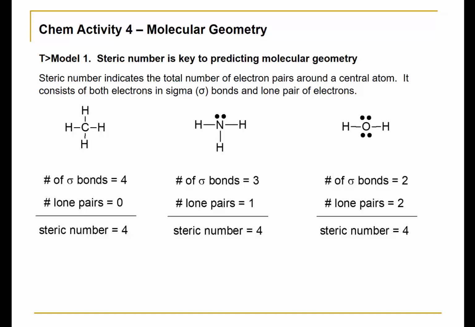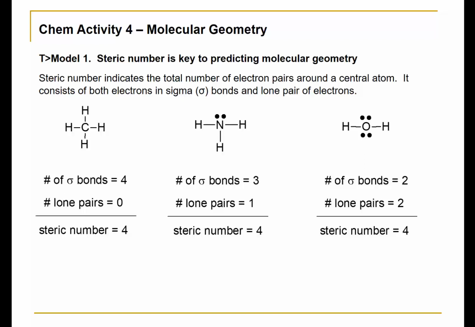But in this case, we will not only look at the number of sigma bonds, but we'll also consider the lone pairs. So by summing the number of sigma bonds and the lone pairs, we come up with what's called the steric number. So the carbon in methane has a steric number equal to 4, as it has 4 sigma bonds. But the nitrogen in ammonia also has a steric number of 4, because it has 3 sigma bonds and 1 lone pair of electrons. The oxygen in water has 2 sigma bonds and 2 lone pairs of electrons. Therefore, it also has a steric number equal to 4.